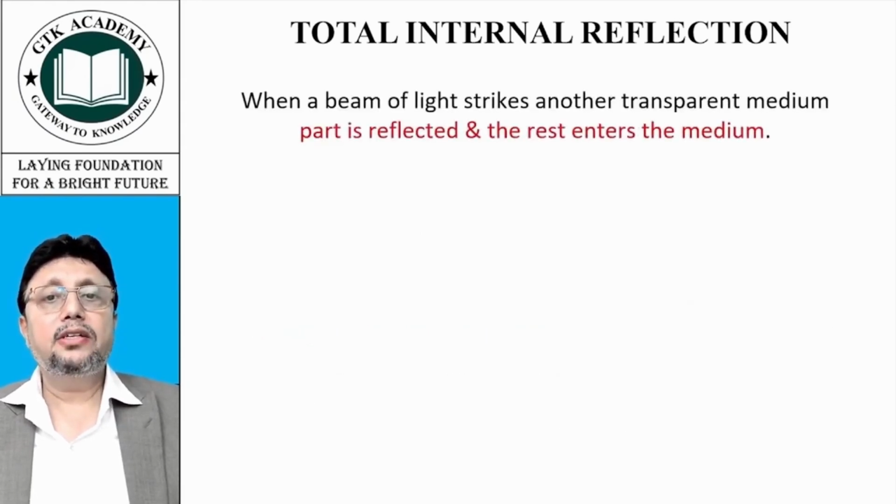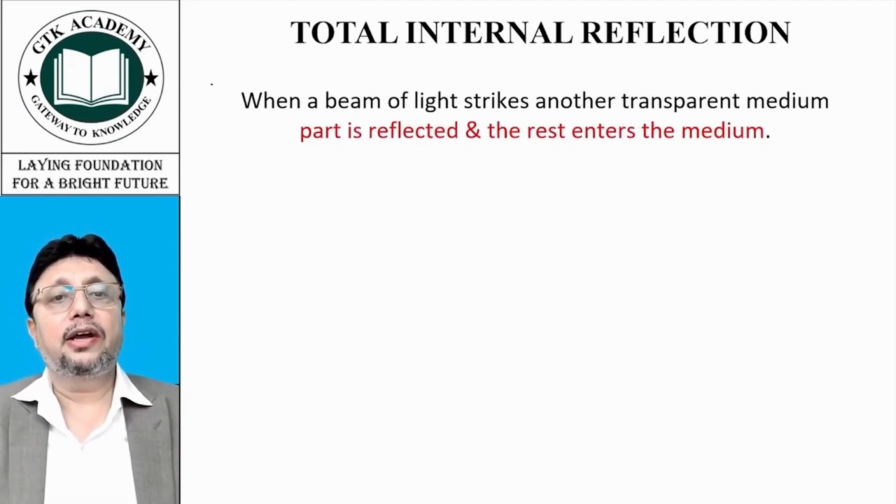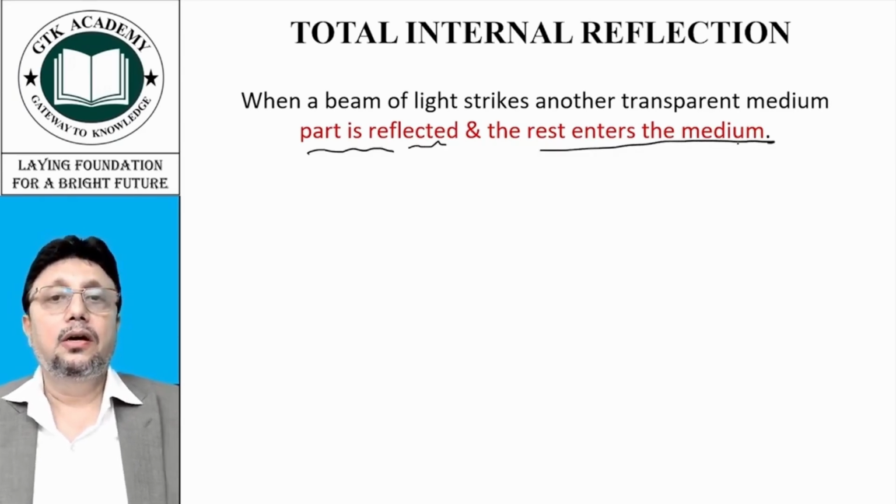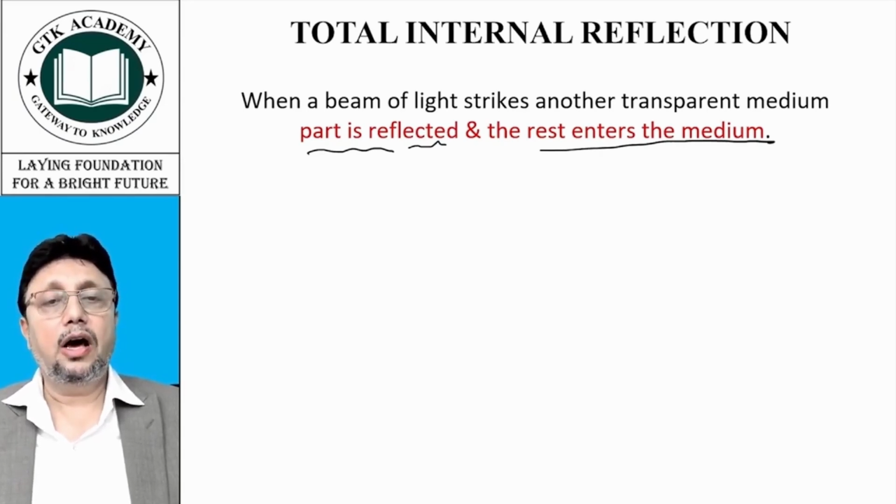Now, when a beam of light strikes another transparent medium, a part is reflected and the rest enters the medium. So you may be wondering, okay, why does it happen like that? When it is striking a transparent medium, why is it reflected? Only refraction should be there, but it happens like that. And how it happens, I'm just going to demonstrate.